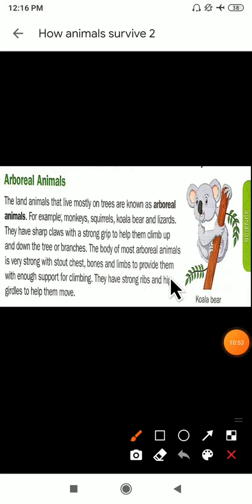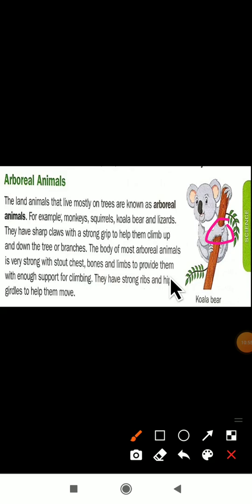They are having claws here. You can see these are claws. The body of most arboreal animals is very strong with a stout chest, bones and limbs to provide them with enough support for climbing. They have strong ribs and hip girdle to help them move.